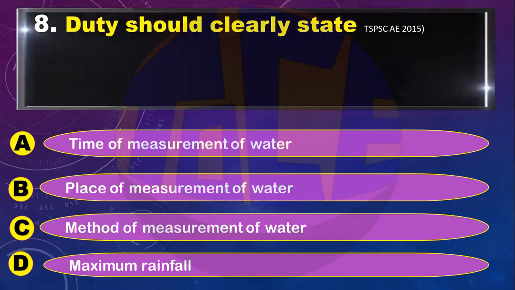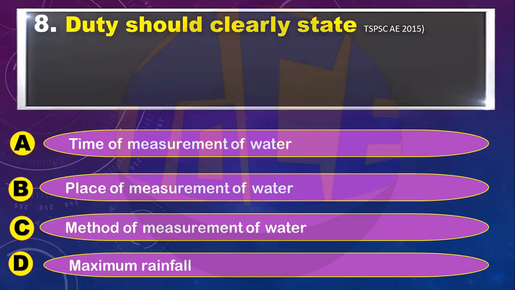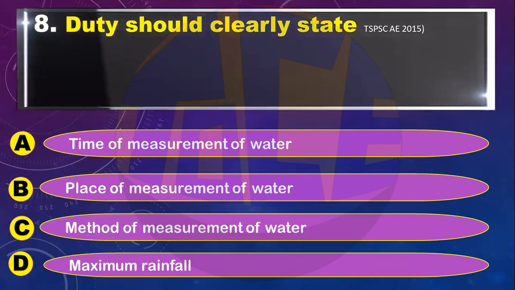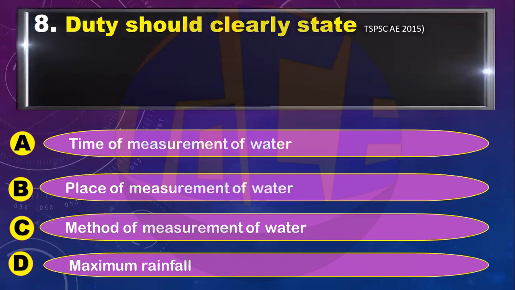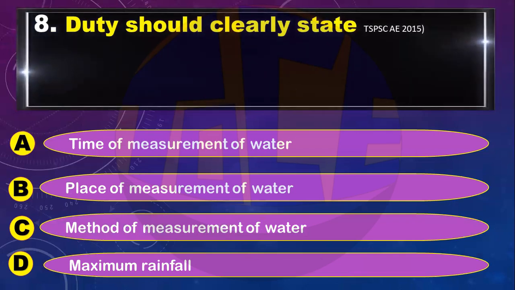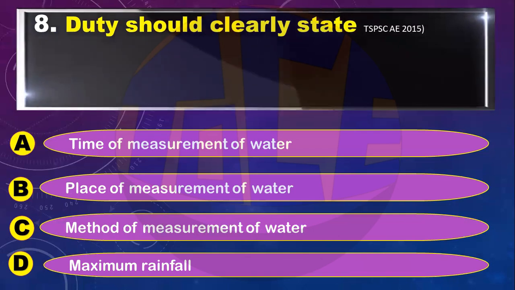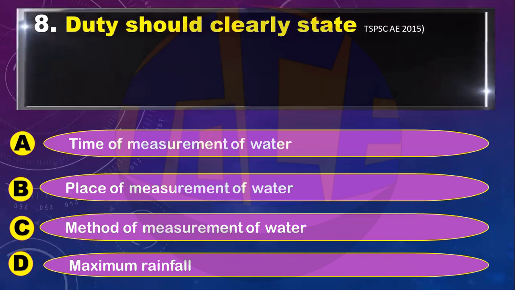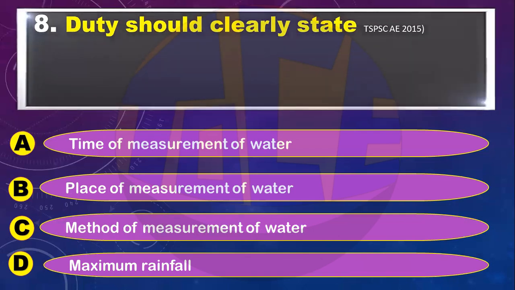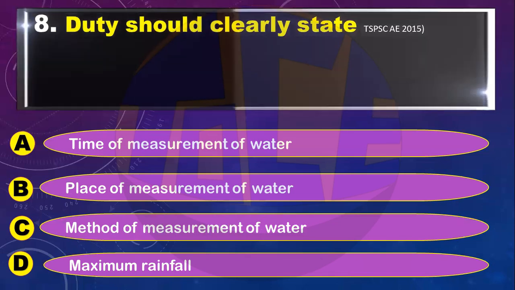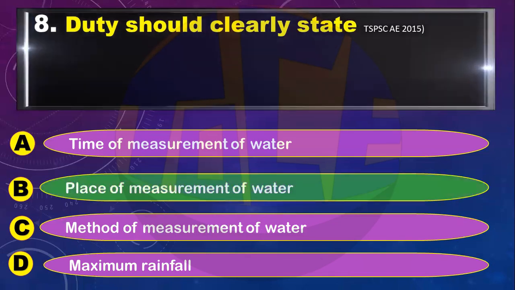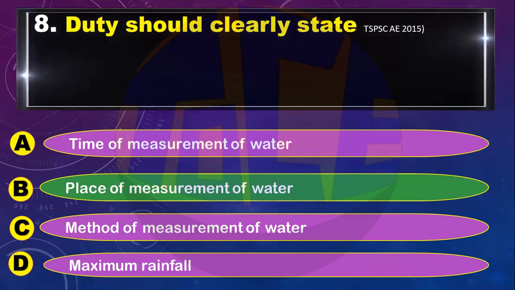Question number 8, duty should clearly state: option A, time of measurement of water; option B, place of measurement of water; option C, method of measurement of water; option D, maximum rainfall. The correct option is option B, place of measurement of water.